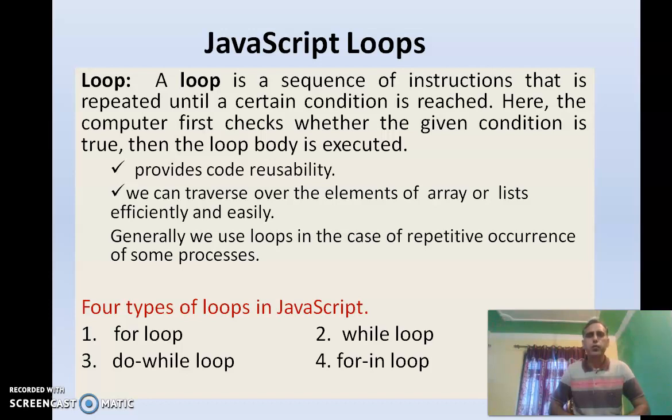In this loop, the computer first checks whether the given condition is true. If the condition is true, then the body of the loop is executed. If the condition is false, then the control is transferred to the statement immediately after the loop.